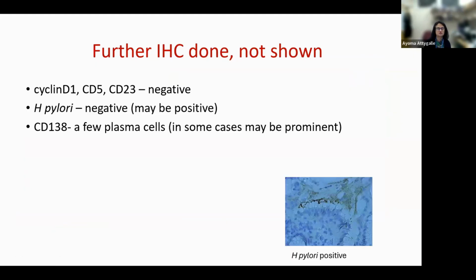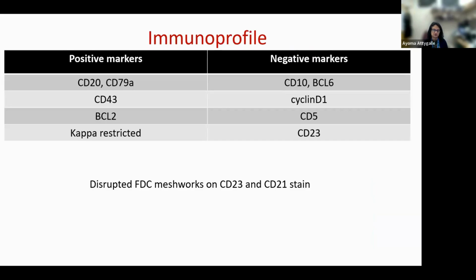So further immunohistochemistry, which I didn't show you, was that it was negative for cyclin D1, CD5, and CD23. H. pylori was negative, but I've just shown you an example of an H. pylori positive case, where we use immunohistochemistry. And CD138 highlighted only a few plasma cells. Sometimes, in some cases, this may be prominent. So the immunoprofile was positive for pan-B markers CD20 and CD79a, CD43, BCL2, and it was kappa restricted.